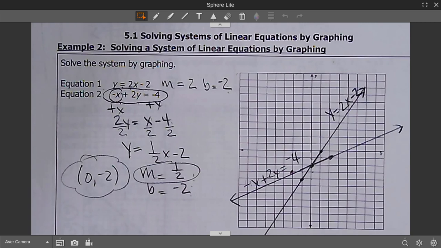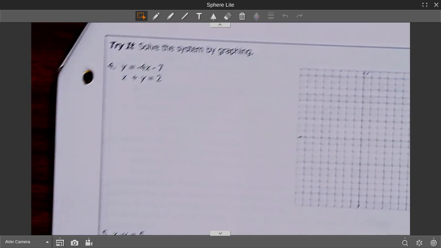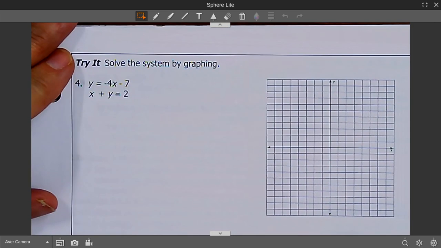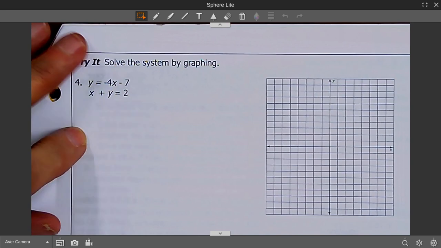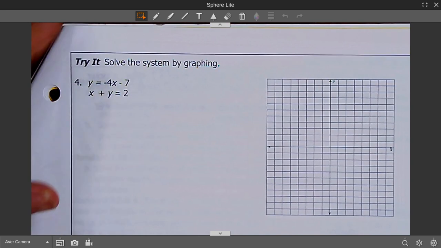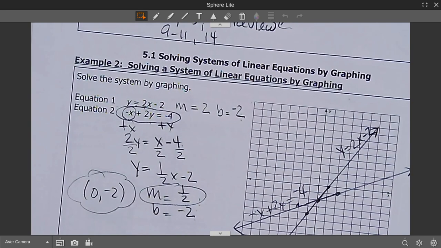Next page. Can I turn my page? This next one? This one that I just did?